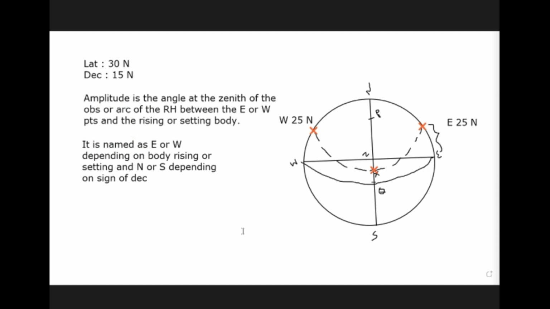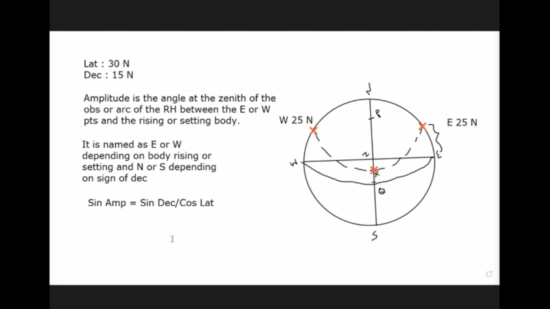So this is amplitude. Amplitude is given by the formula sin amplitude is equal to sin declination divided by cos lat. Write down the formula. This is a very simple formula. You know the declination, you know the latitude, you can find out the amplitude. We'll take a break and come back at 10 o'clock, and then we will do a small problem on amplitude, and then we'll get on with the PZX triangle.